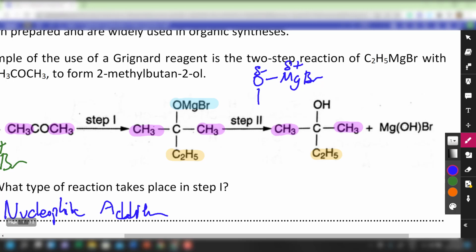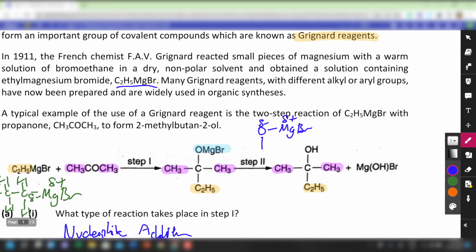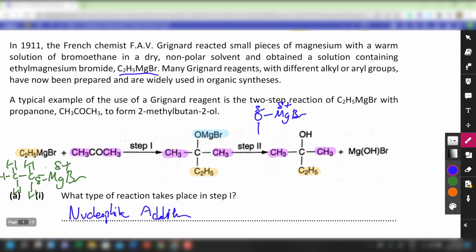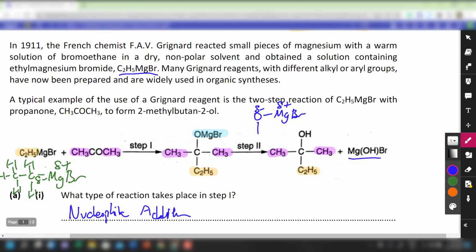Because how do we know it involves water? Because we were not told what exactly is used in step 2. Are we told? Let us take a look. Yeah, we were not told what happened in step 2, but because the byproduct is MgOHBr, it does make sense that probably water is being added.